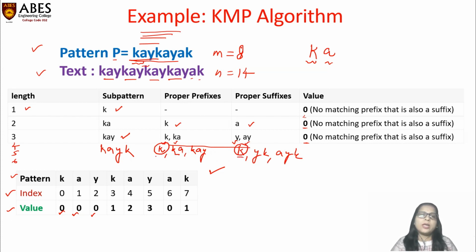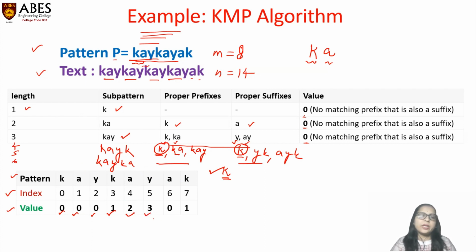So I would call it the longest common prefix. So its value is K and the length of K is 1. So the 1 is written. The same we do with this pattern KAYKA. So again, we would write down all the proper prefixes and suffixes. And the longest common prefix length is 2. That will come. You may check that.